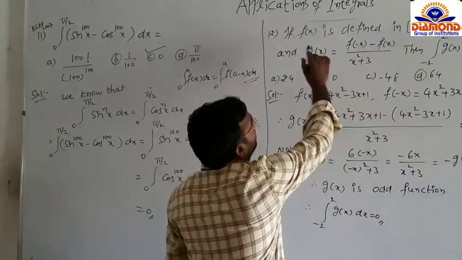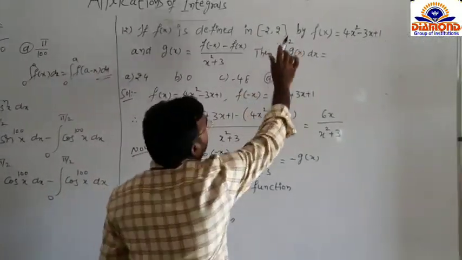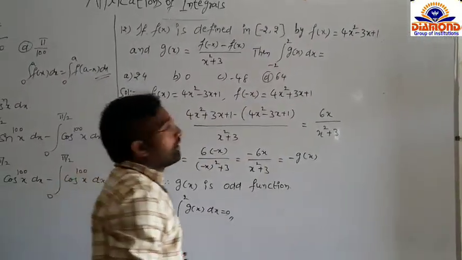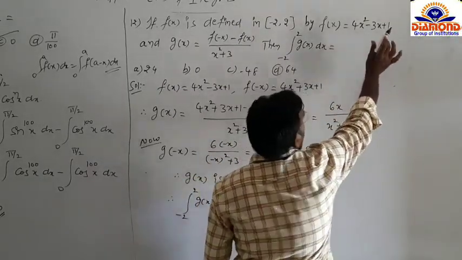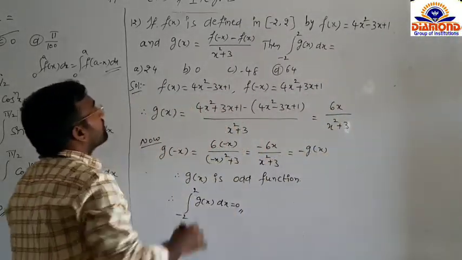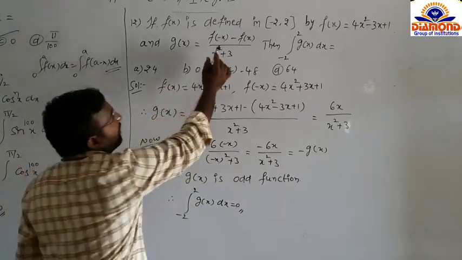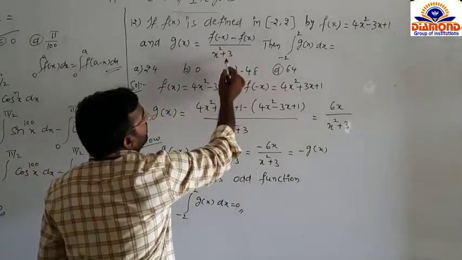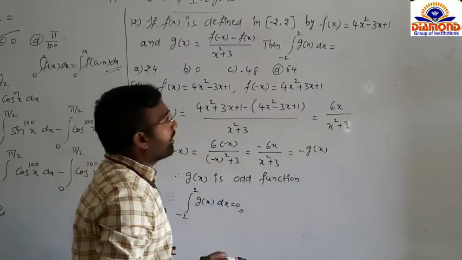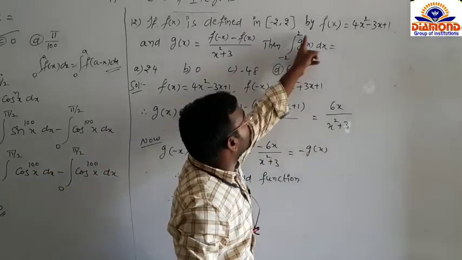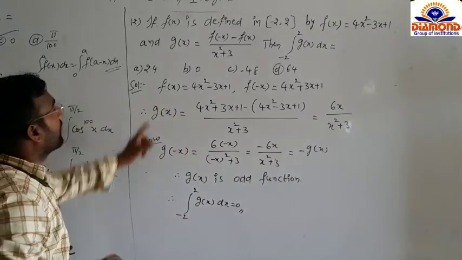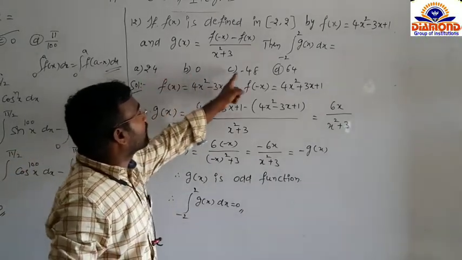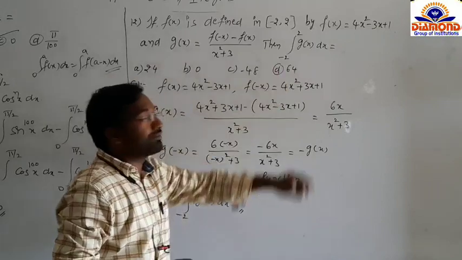If f of x is defined in the closed interval minus 2 comma 2 by f of x equal to 4x square minus 3x plus 1, and g of x equal to f of minus x minus f of x by x square plus 3, then find integration minus 2 to 2 of g of x dx. So option A 24, option B 0, option C minus 48, option D 64.